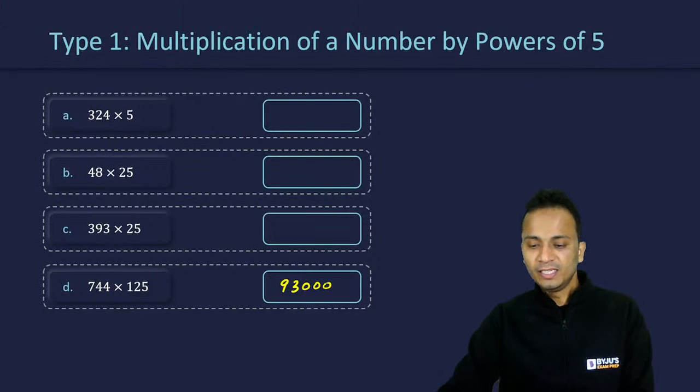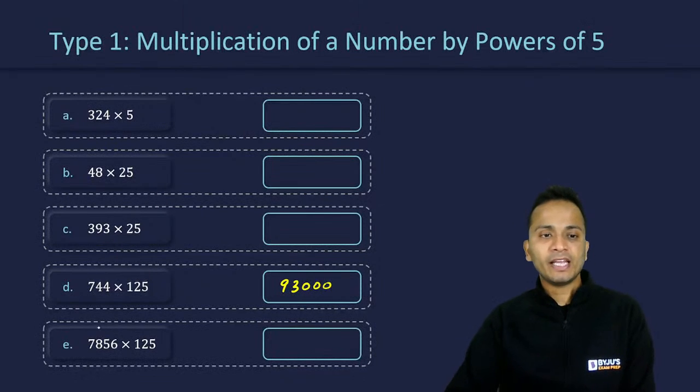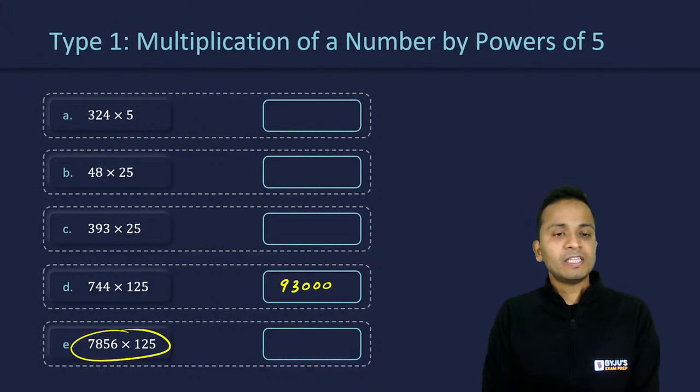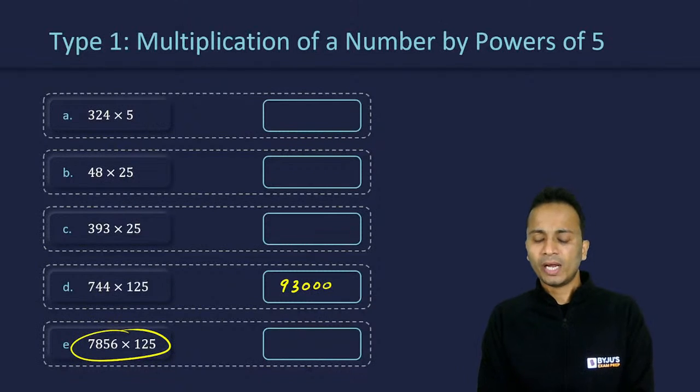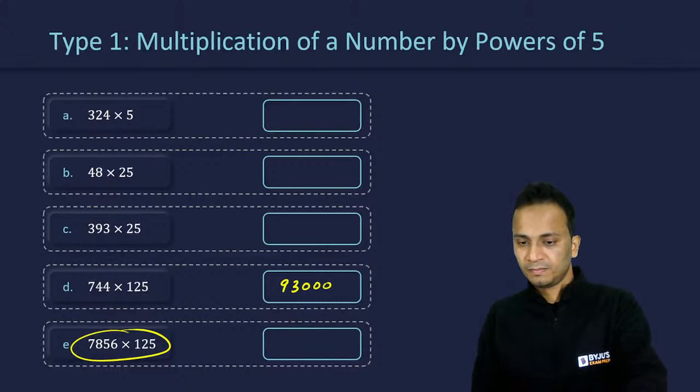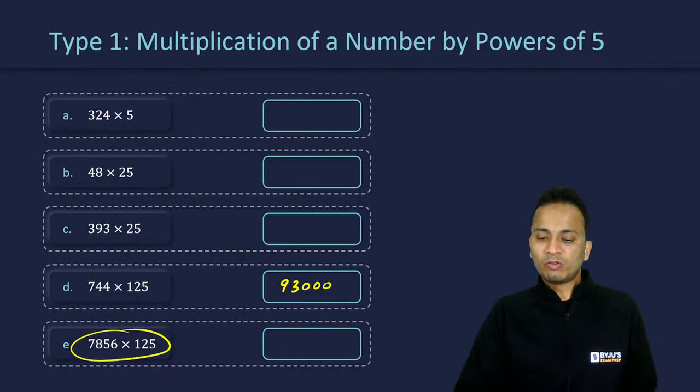All right, okay. Let's see one more example. So now all of you can give me an answer very quickly. 7856 multiplied by 125. Yes, any answer for this one? Come on, what will be the final answer?